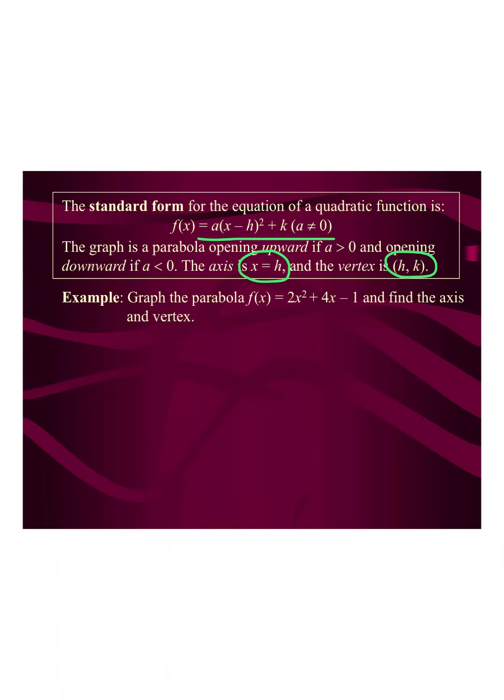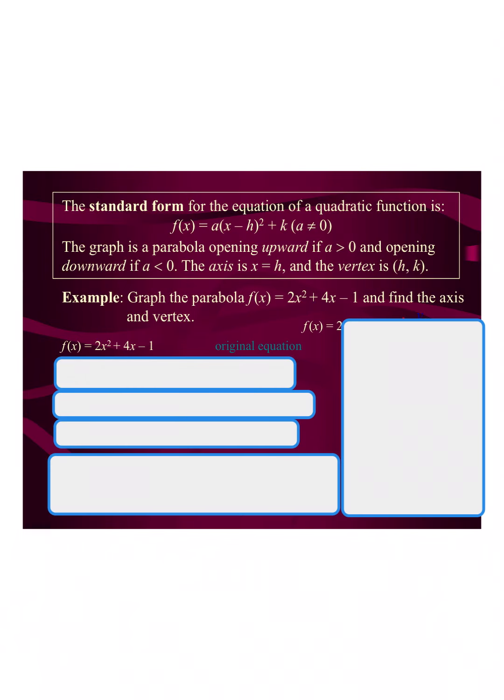Also, just to note, we are reviewing that if a is positive, it's going to open up, whereas if a is negative, it's going to open down. The challenge here, though, is what happens when you have an equation that is not in that form? What do we do to get into that form? We're going to review the process of completing the square to take our general form and convert it into our vertex form to then help us identify the vertex and the axis.